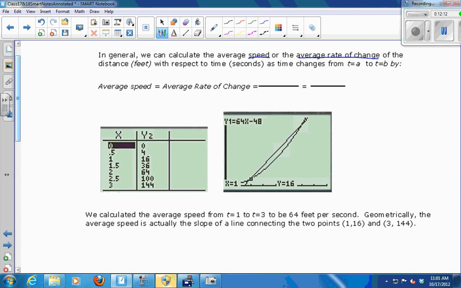So we take the distance with respect to time as time changes from t equals a to t equals b, which would be change in d over change in t. Or, since we're going from a to b, we could say this change in d we calculated by subtracting the two d values. So we have d of b minus d of a, that's how you calculate change in d, over b minus a, which is how we calculated the change in t. So this is exactly what we did in the last two problems. We're just writing it out in symbols now.